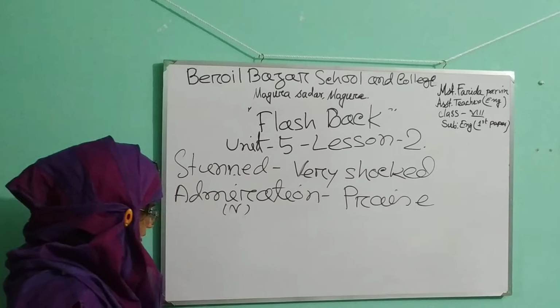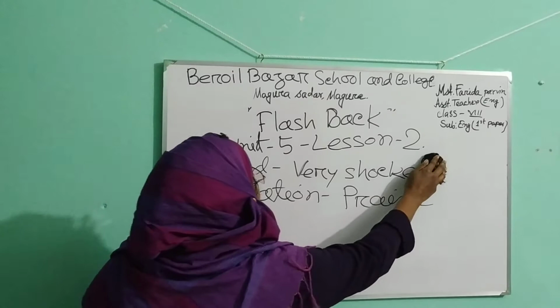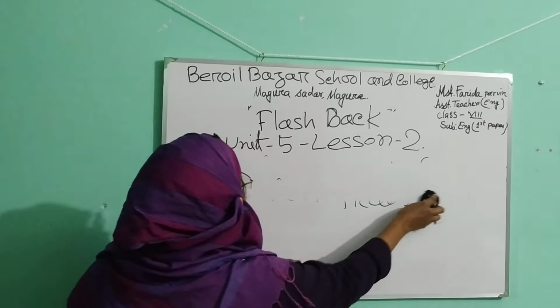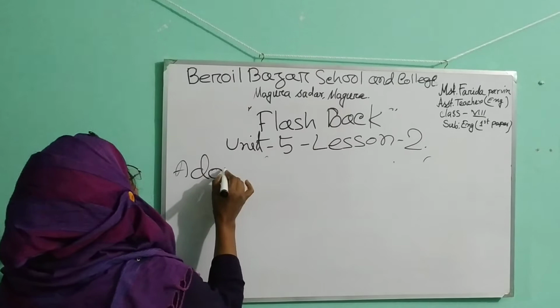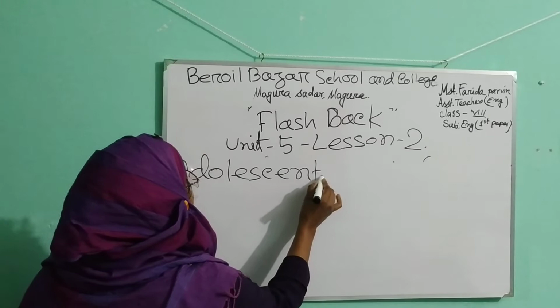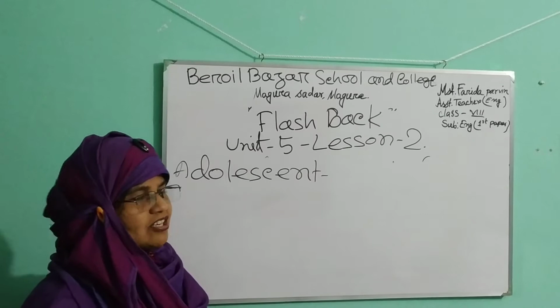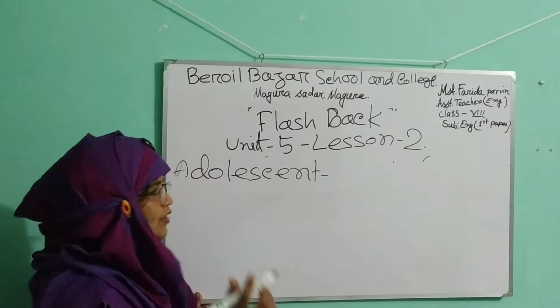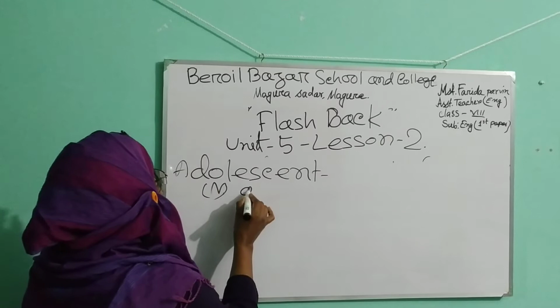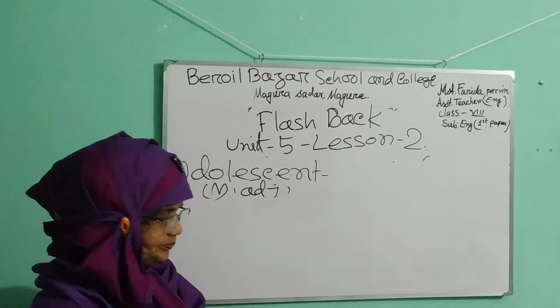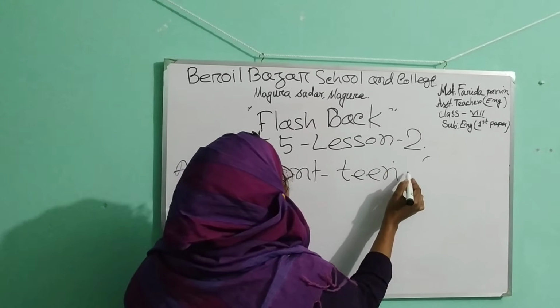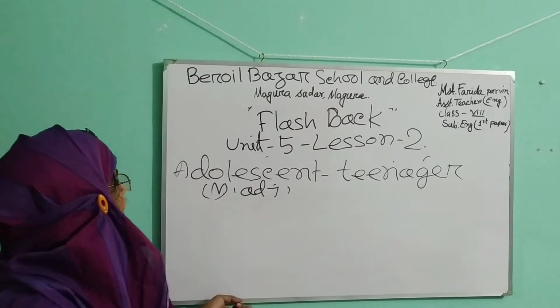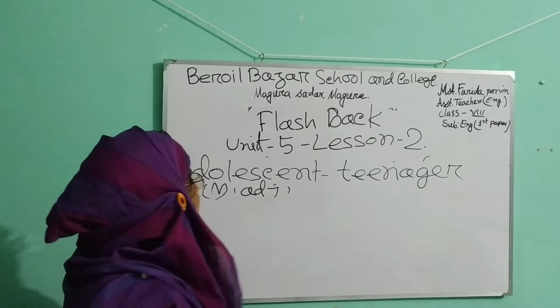Dear students, write down these words in your notebook. Another word, adolescent. Pronounce with me: adolescent. What's the part of speech? Noun or adjective. Adolescent means teenager. Another meaning, a boy or girl between 13 and 15.